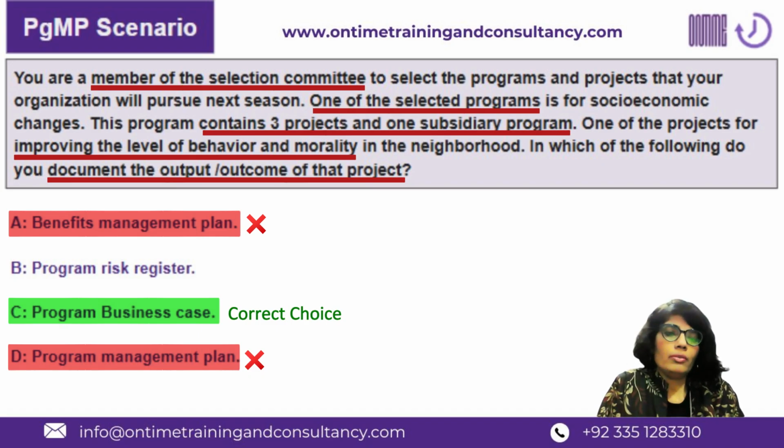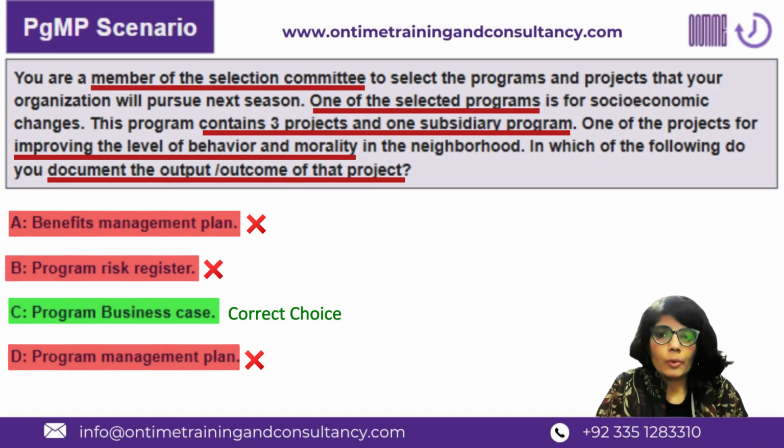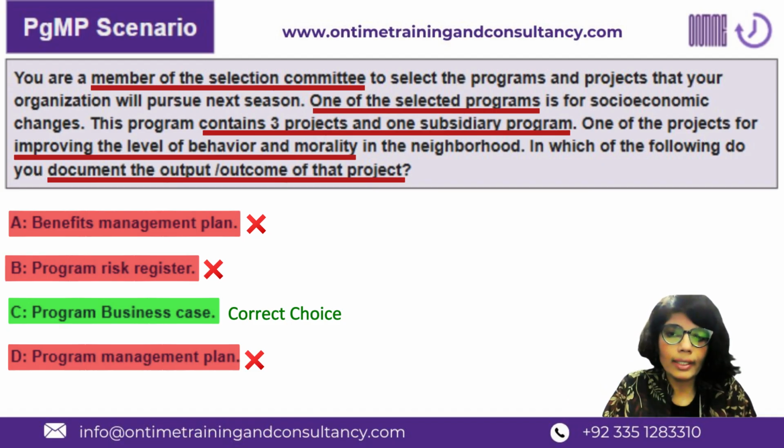And of course, it's not the risk register, because they are not talking about risk. They are talking about a benefit. So the risk register is just a distraction. I hope you like this explanation. C is the correct answer.